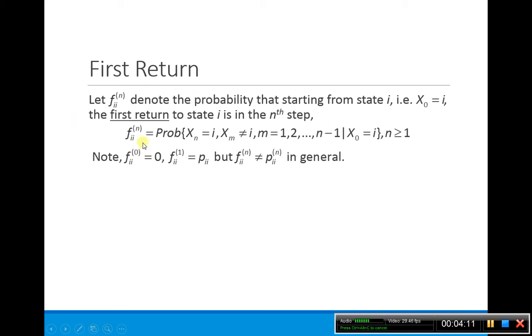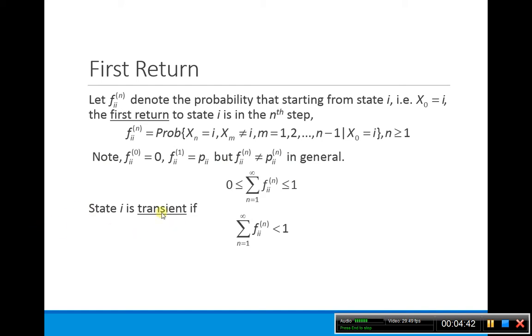Just for notation purposes, we say Fii of 0 is 0. In general, the probability of getting from state I to state I in one time step is denoted by our probability transition matrix. But in general, my first return probability is not the probability of going from I to I in n time steps. What we do have is that Fii of n is a probability, so it's between 0 and 1.